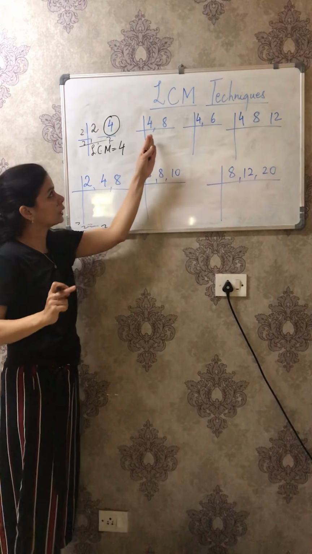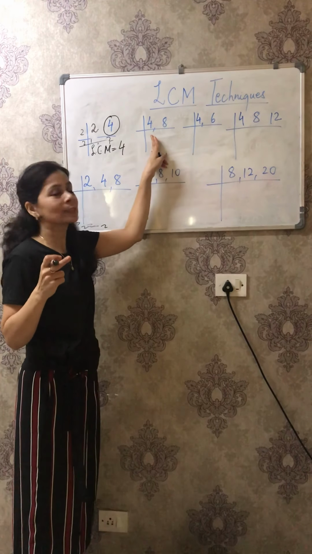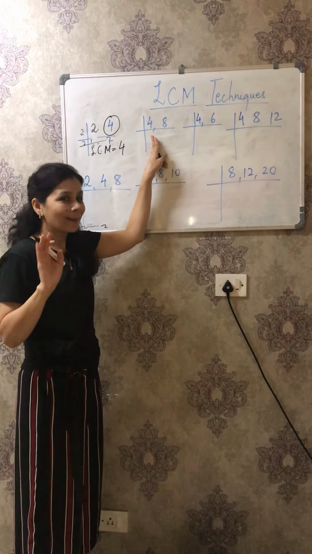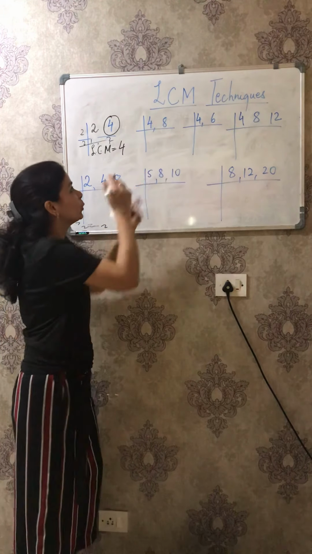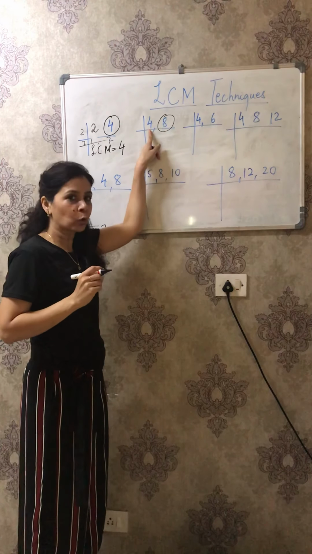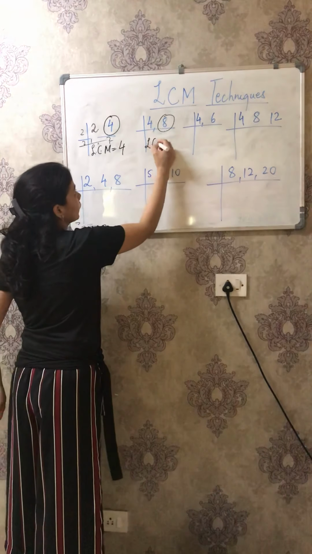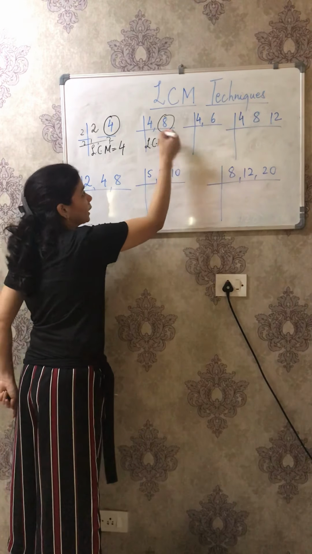In the same way, can you now tell me, without actually doing the LCM, what will be the LCM of 4 and 8? Yes, very good. Go to 8 and see whether this number is divisible by 4 or not. 4 2s are 8. Yes, it is divisible. So directly you can say your LCM is 8 here.